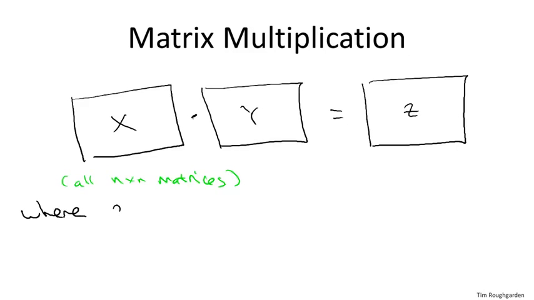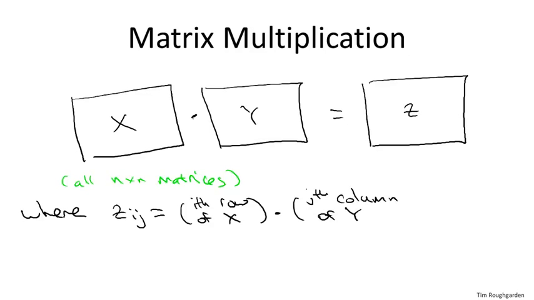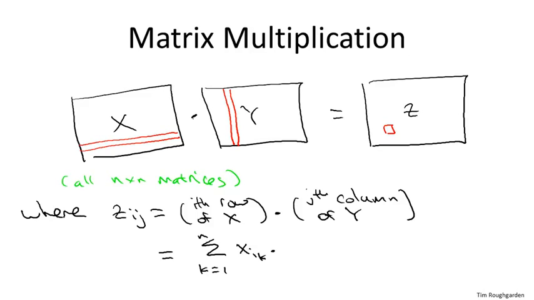Well, recall that the ij entry of Z, that means the entry in the ith row and the jth column, is simply the dot product of the ith row of X with the jth column of Y. So if ij was this red entry over in the Z matrix, that would be derived from the corresponding row of the X matrix and the corresponding column of the Y matrix. And recall what I mean by dot product. That just means you take the products of the individual components and then add up the results.